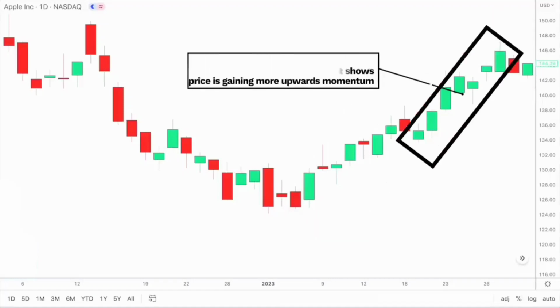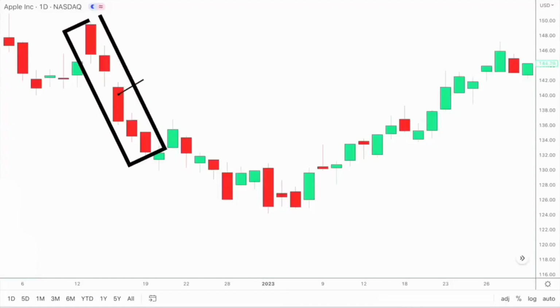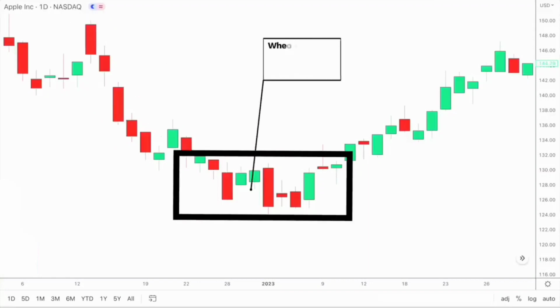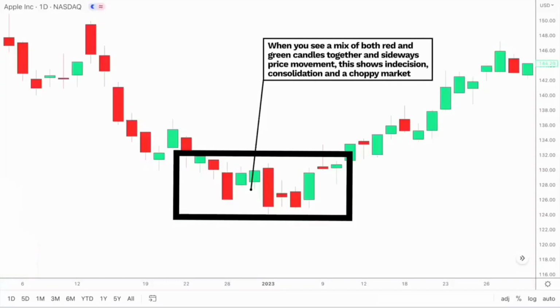upwards. When you see a bunch of green candles together, one after the other, this shows price is gaining more upward momentum. When you see a bunch of red candles together, one after the other, this shows price is gaining more downward momentum. When you see a mix of both red and green candles together, it shows price indecision, consolidation, and choppiness in the market.